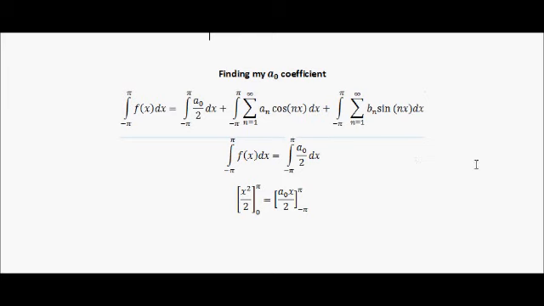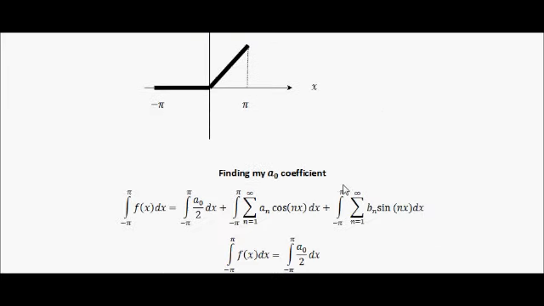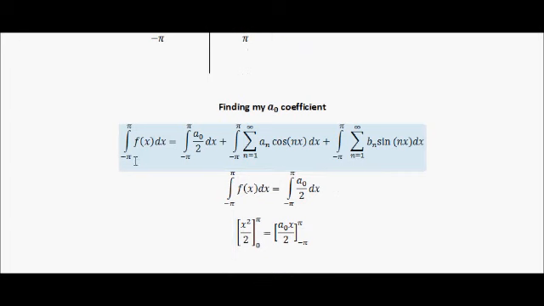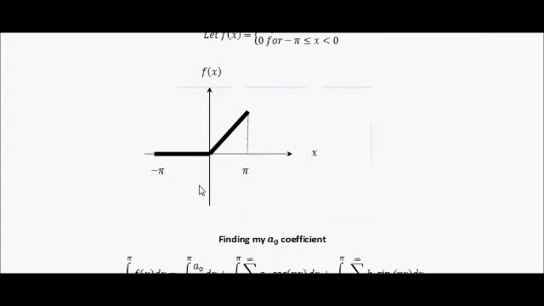So I can come up with this. I'm going to work out what my a0 coefficient is first. In order to work out what my a0 coefficient is, I can integrate between pi and minus pi, which is obviously over my entire period, of f of x. So I'm integrating both sides of this equation, basically.